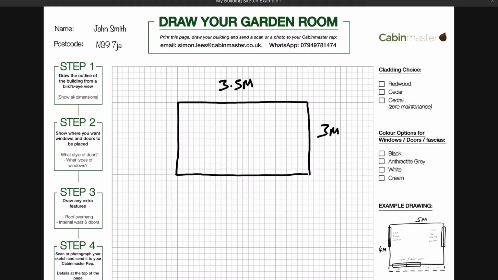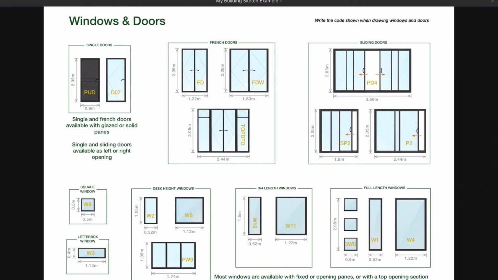Step 2. Show where you want windows and doors to be placed, what style of door and what type of window. Now we can use the first page on this document as reference. This shows a simplified version of the range of windows and doors that we do. This isn't the full range by any means, but all the shapes, sizes and the dimensions are represented here.